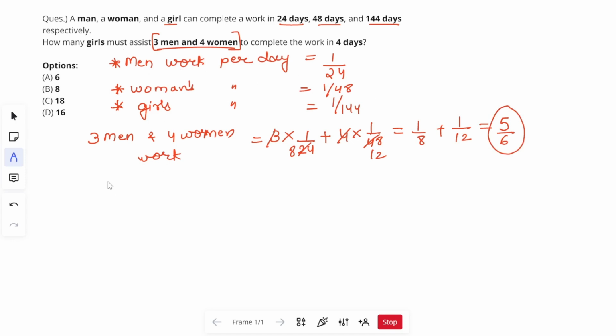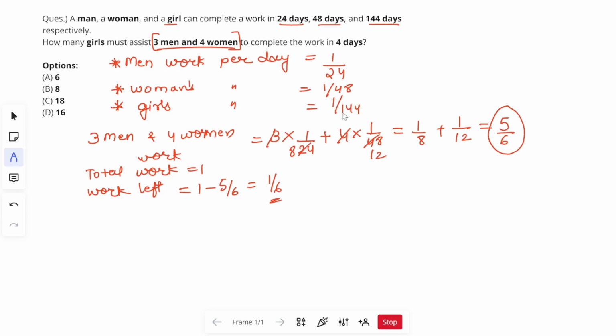To assist in the remaining work, see, total work is 1, right? So work left will be how much? 1 minus 5 by 6, correct? So 1 minus 5 by 6 is 1 by 6. This is the work that needs to be done by girls. Let's understand how many girls will be required to complete this much work. We have already seen that one girl in 1 day can do this much work, right? We have already written this above.